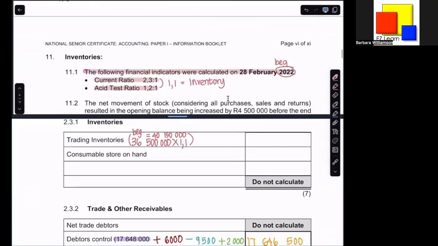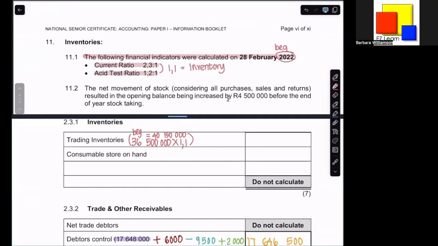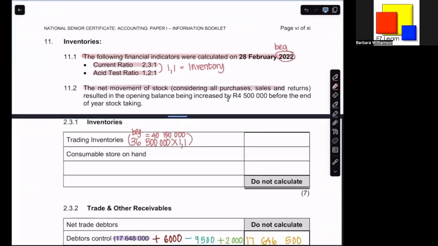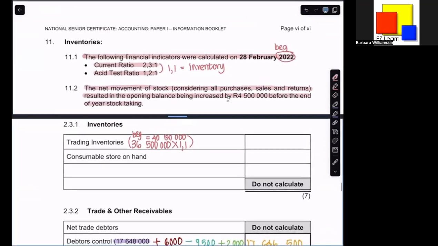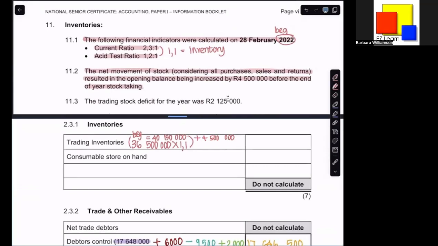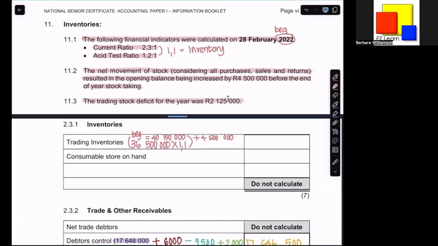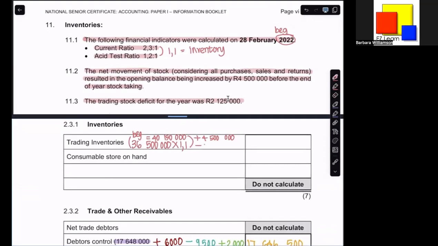The next piece of information that we've got is that the net movement of stock, considering all purchases, sales, and returns, resulted in the opening balance being increased by 4.5 million before the end of the year stock taking. So that means that we're going to add that to this beginning figure that we've just calculated. The trading stock deficit for the year was 2,125,000. That would obviously need to be subtracted from the inventory to get the correct inventory figure.